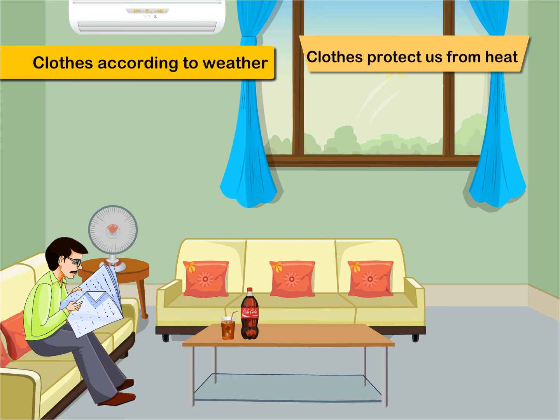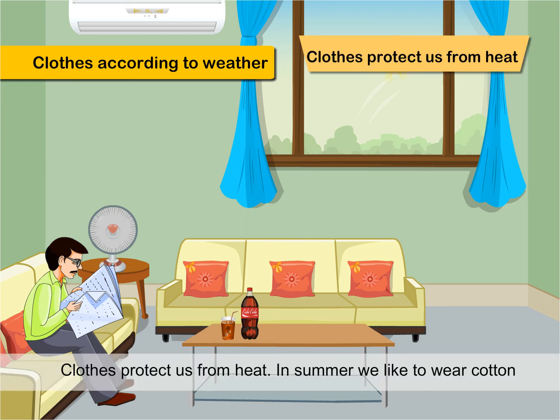Clothes protect us from heat. In summer, we like to wear cotton clothes. Cotton soaks the sweat fast and keeps the body cool. There are tiny holes in cotton cloth which allow the air to pass in and out.